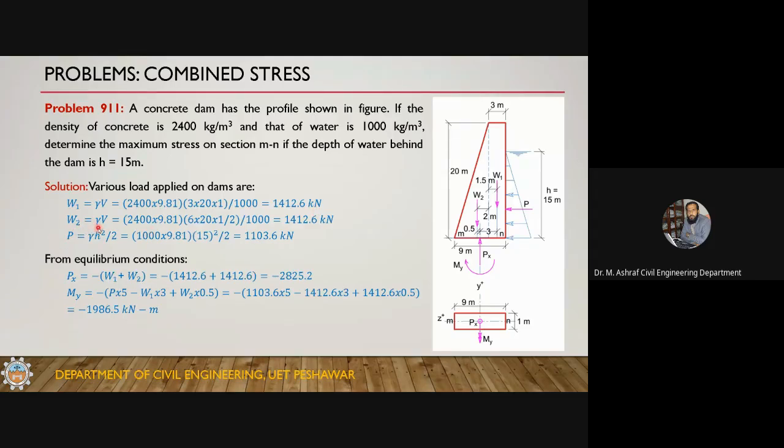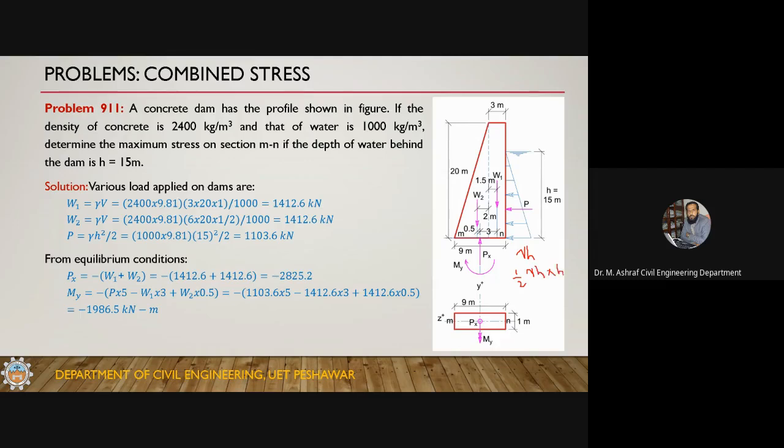Similarly, for W2, gamma into V, where gamma is this one, and since this is a triangle, this is divided by 2: 6 into 20 divided by 2 into 1, divided by 1000. This also results in 1412.6 kilonewton. And the force P is the water pressure. You know that if this is H, then the pressure here at the bottom will be gamma H. Since this is a triangular variation, the resultant force P will be equal to half of gamma H into H.